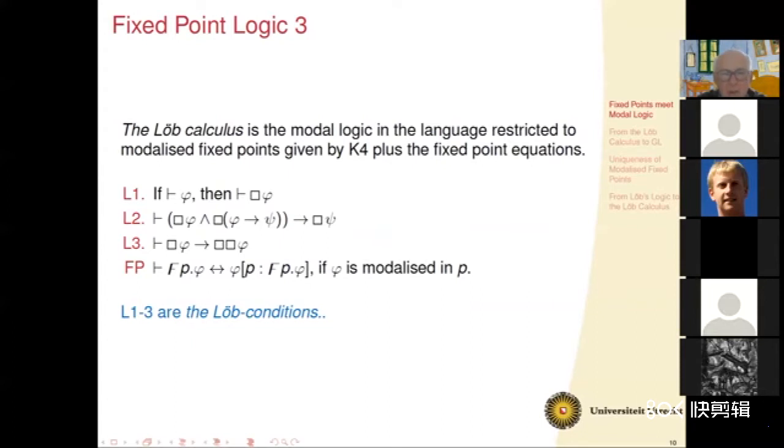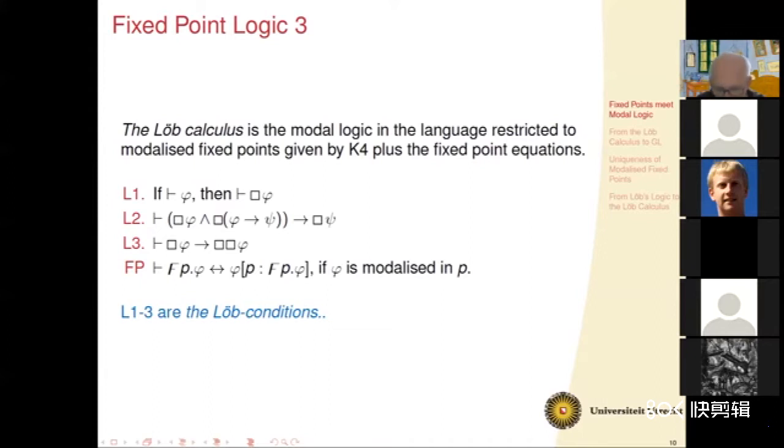Well, it's first, of course, propositional logic. The thing is closed under modus ponens. So I'm not writing that down because these things are the default. Then it has the necessitation rule, which is also known in provability circles as the first Loeb condition. So that says that if phi is provable, then also box phi is provable. Then we have the second Loeb condition that says that if we have box phi and box phi implies psi, then we have box psi, right? So we can do modus ponens under the box. And so the thing that is most interesting is in fact the third Loeb condition, which says if we have box phi, then we have box box phi.